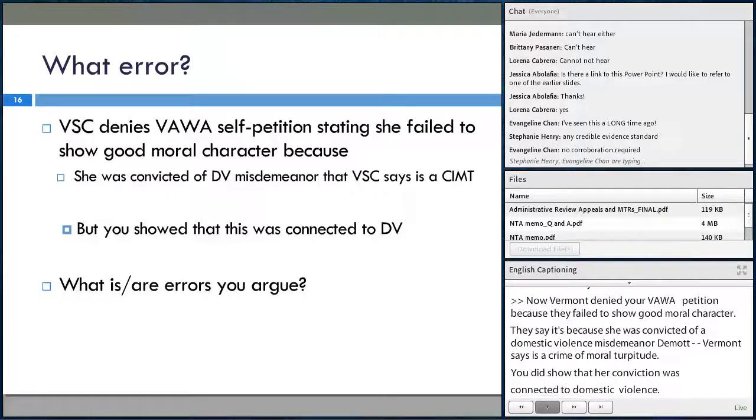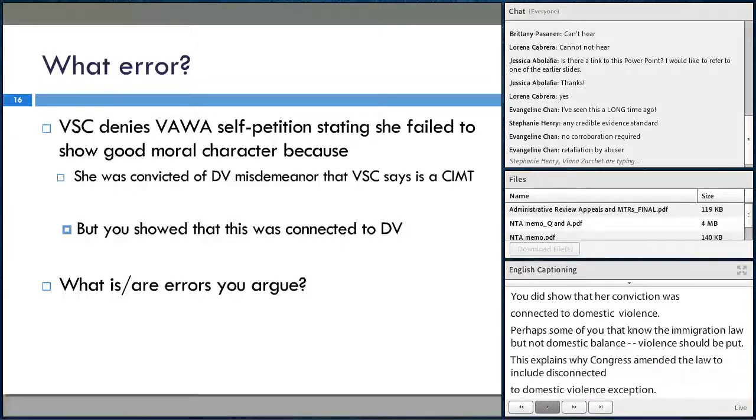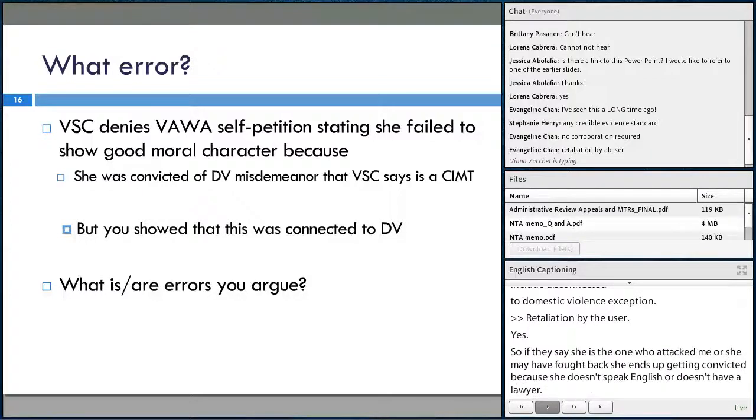And this also explains why Congress amended the law to include this connected to domestic violence exception for good moral character. Retaliation by the abuser, right. So the abusers go to court and say she's the one who really attacked me, or she may have fought back, right? And so she ends up getting convicted because she doesn't speak English or doesn't have a lawyer. There are all sorts of reasons why survivors may be convicted of crimes that are, in fact, related to being survivors of domestic violence. So what are the errors that you would argue here in this denial?